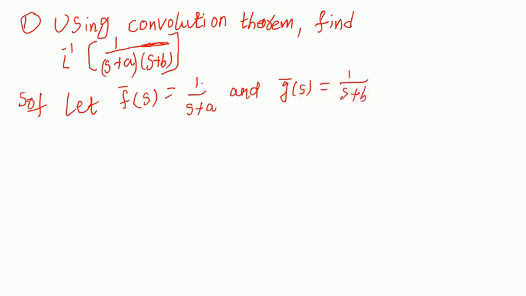So you can choose 1 by s plus b as f bar of s, and 1 by s plus a as g bar of s, no problem, that is your choice right now. But if possible, you can choose g bar of s as a simple function, then the integration must be very easy right now, right?